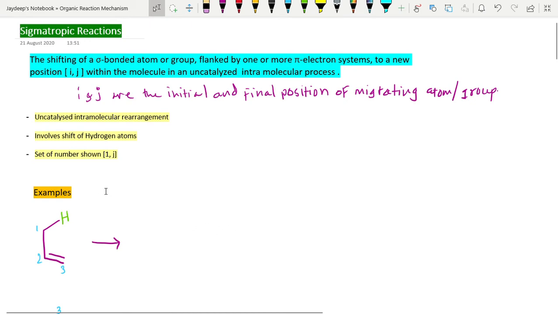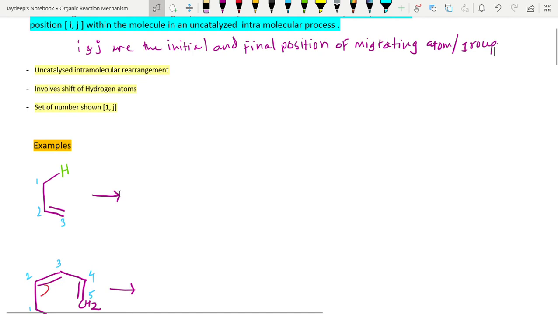While studying sigmatropic reactions, a few things should be remembered. The first one is that the reaction is an uncatalyzed intramolecular rearrangement, and the second one is that it involves the migration of a group of atoms. Now in this case we are going to consider the migration of atoms only, and that should be hydrogen. So the position of the atom is fixed, that is one, which is represented here, and the position of j is unknown, that is very much depending upon the starting material. So let us understand this by considering examples.